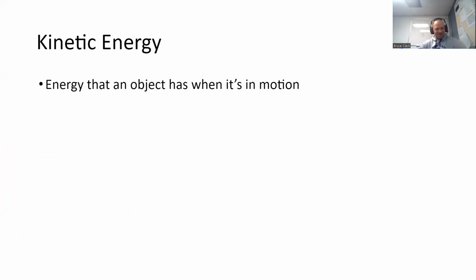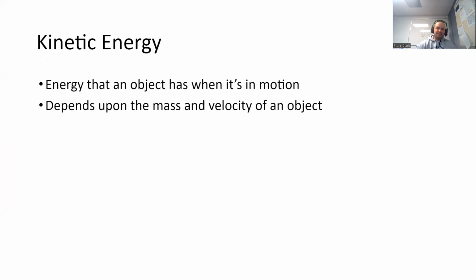Hey, part two of our energy is we're going to talk about kinetic energy. All right, we're starting with the one that is probably most intuitive for us, and this is energy that an object has when it's in motion. So all of our kinetic energy problems are going to be an object that is moving, right? You'll see that in the homework here.